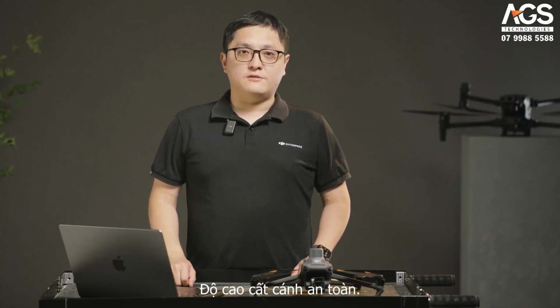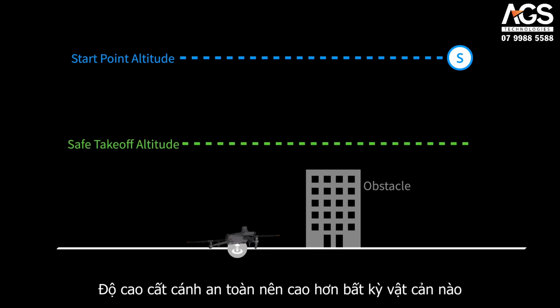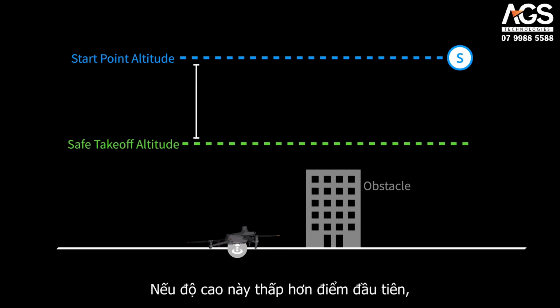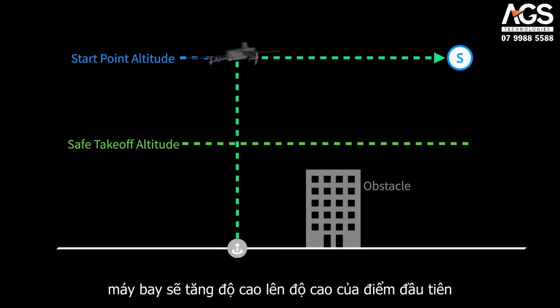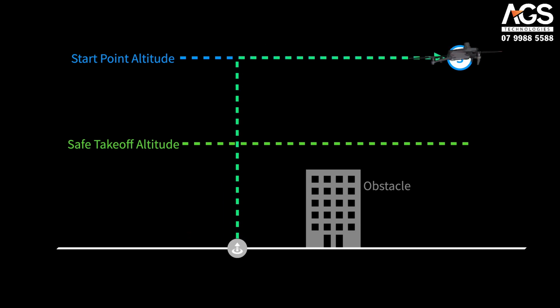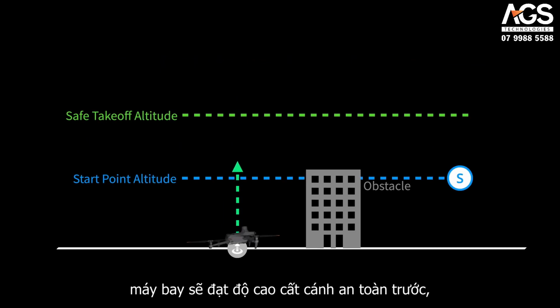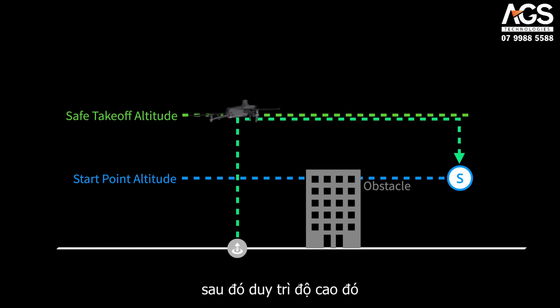Safe takeoff altitude. The safe takeoff altitude should be higher than any obstacles between the takeoff point and the first waypoint. If it is lower than the first waypoint, the aircraft will climb up to the altitude of the first waypoint before flying towards it. If it is higher than the first waypoint, it will reach the safe takeoff altitude first, then maintain the height while flying directly above the first waypoint, then descend.